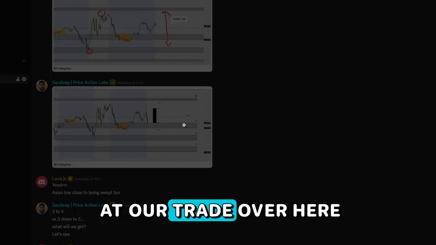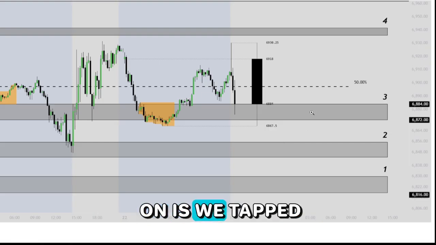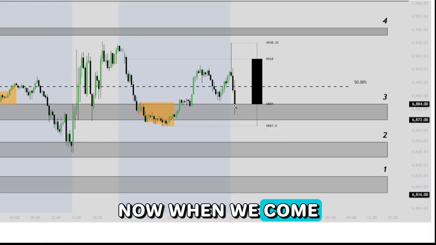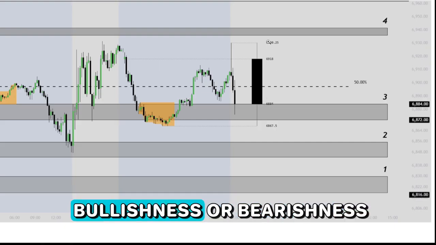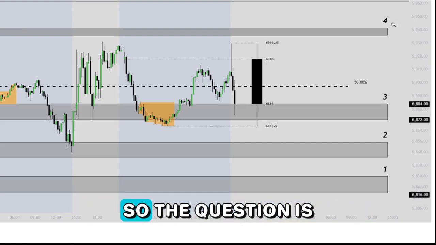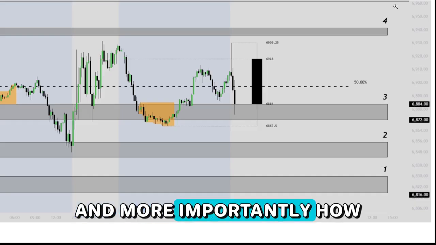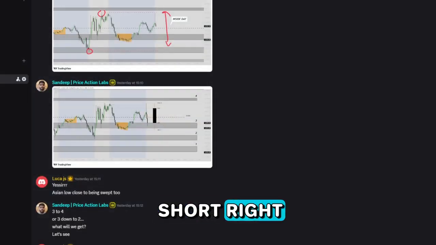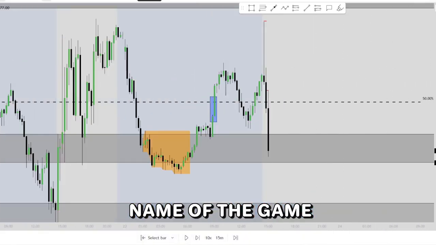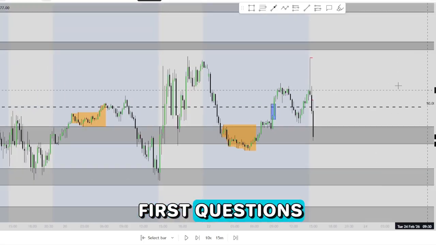Now, if we look at our trade over here, what was really going on is we tapped into key level 3. Now, when we come into key level 3, we can either have bullishness or bearishness. So the question is, how do you find that key level? And more importantly, how do you know whether to go long or short, right? Because that is the name of the game. So let's answer people's first questions.